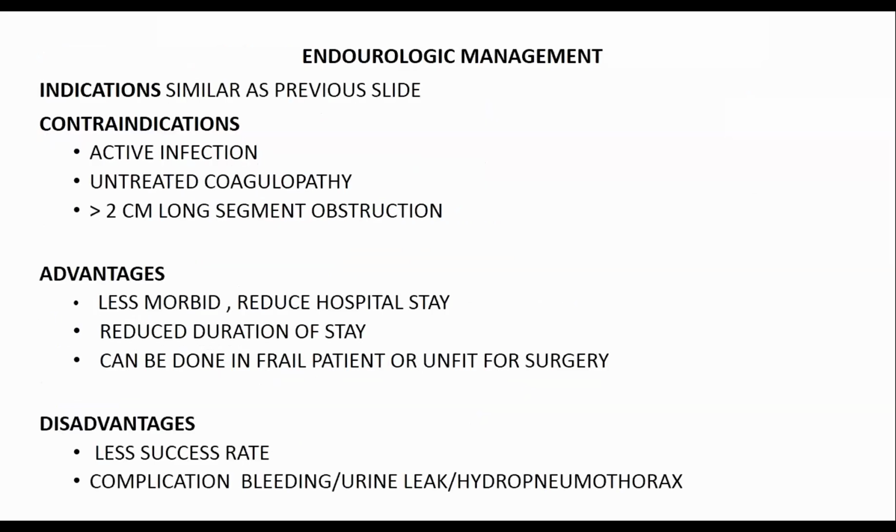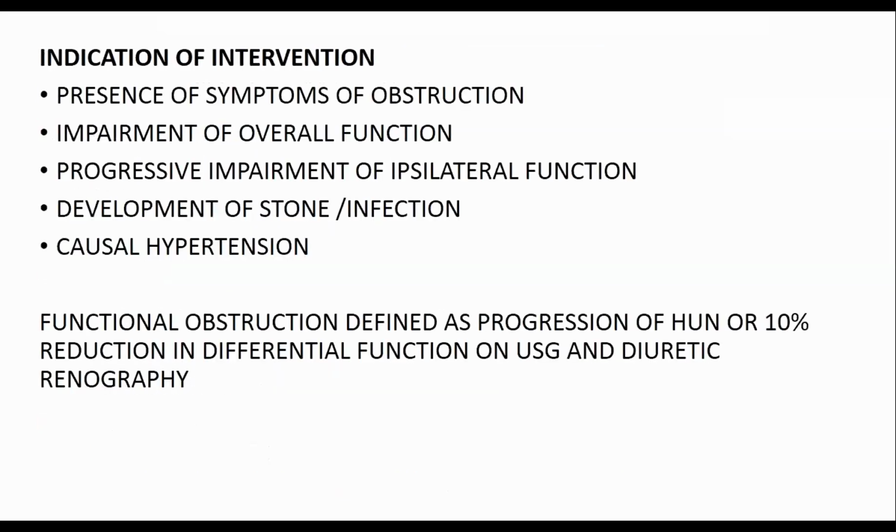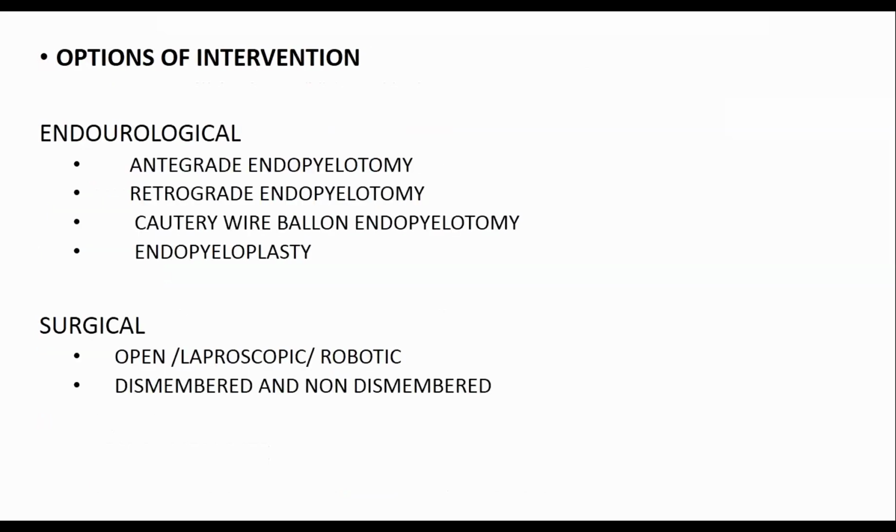So coming to the endourologic management, what are the indications for surgery in UPJO? If there are symptoms of obstruction, if there is impairment of overall function, if there is progressive impairment of ipsilateral function, development of stone or infection, or it is a cause of hypertension. Functional obstruction is defined as the progression of hydronephrosis or a 10% reduction in the differential function on ultrasonography and a diuretic renogram. So these are the options for intervention.